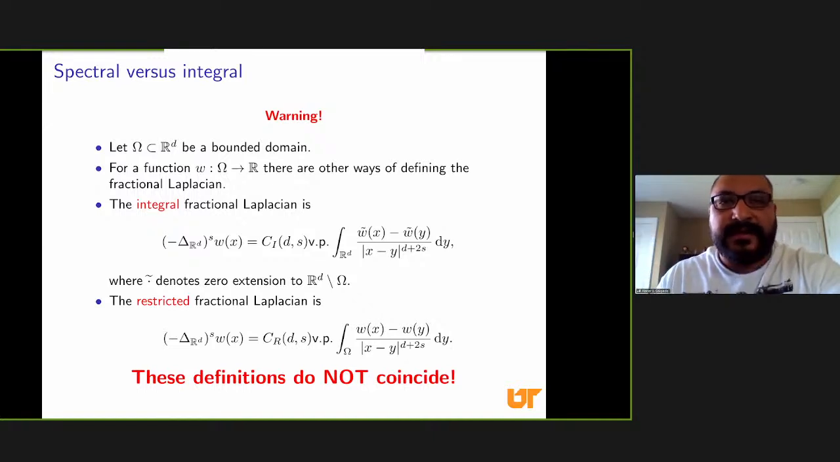So we have the spectral one I talked about. We have also the so-called integral fractional Laplacian, in which you compute this integral, where the tilde denotes zero extension of the function to the whole space. Notice that here the integral is over the whole space, R^d. There's another one that is called the restricted fractional Laplacian, in which the integral is only over Omega.